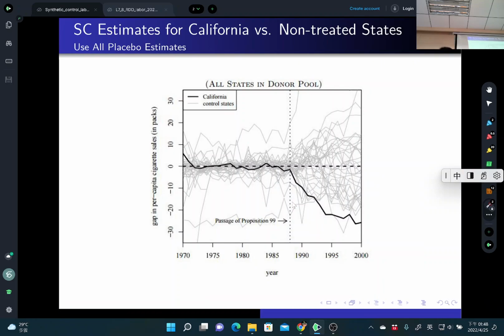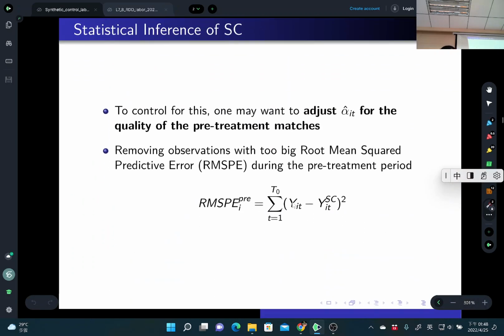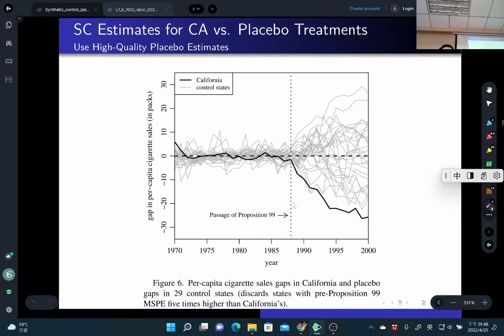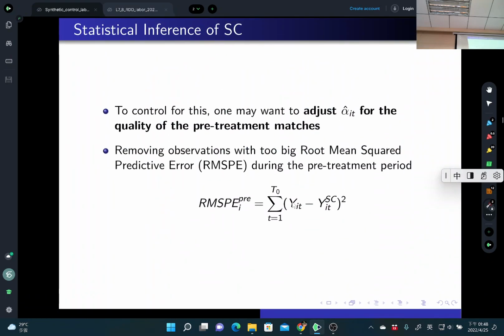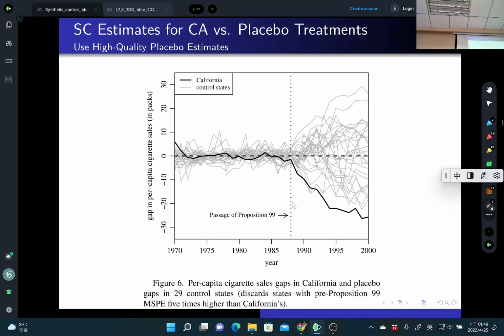Okay, so we need to eliminate such things based on the RMSPE. Usually we set some threshold to eliminate the placebo estimates with bad pretreatment matching using the RMSPE. That means if the difference between their real outcome and the synthetic outcome is too big, we just don't use that for the placebo estimate. If we do that, we may get something like this. We only use 29 placebo estimates when we calculate the p-value. So we eliminate some noisy ones.